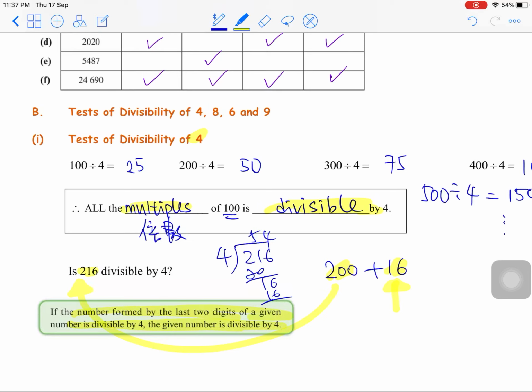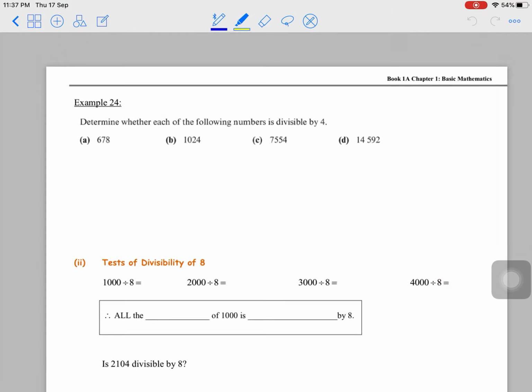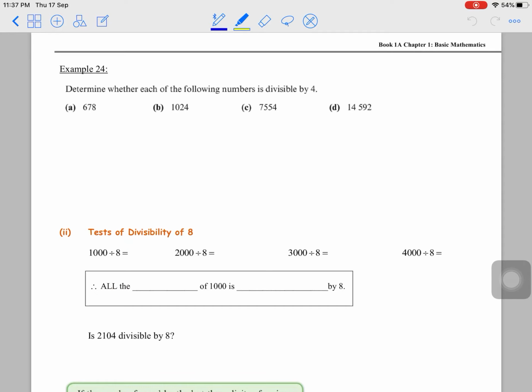If the number formed by the last two digits is divisible by 4, then the whole number will be divisible by 4. So that is how to test whether a number is divisible by 4. Okay, go to the next page, page 11.